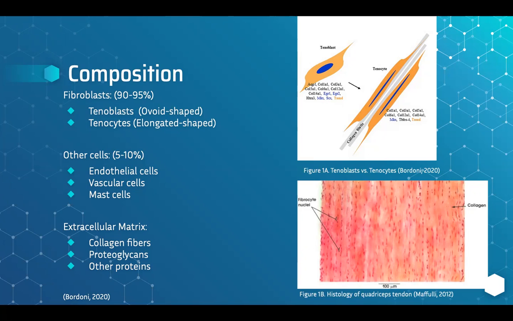And these other cells are responsible for functions such as supplying fibroblasts with nutrients and oxygen or carrying out immune responses. So tenoblasts are ovoid shaped. They're immature tendon cells. And as they mature, they develop into those elongated shaped tenocytes. And tenocytes are responsible for producing the extracellular matrix made of mostly collagen fibers, and also some other compounds such as proteoglycans and other proteins. So if we actually weigh tendon tissues, excluding the water, collagen fibers alone account for around 80% of the dry weight of the tendon.